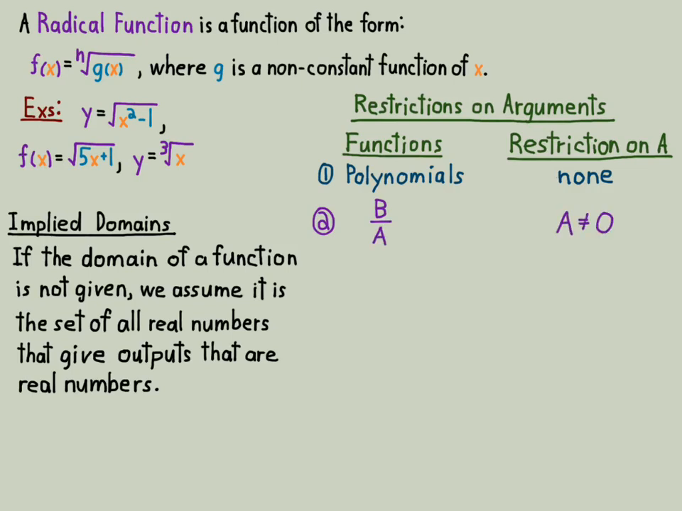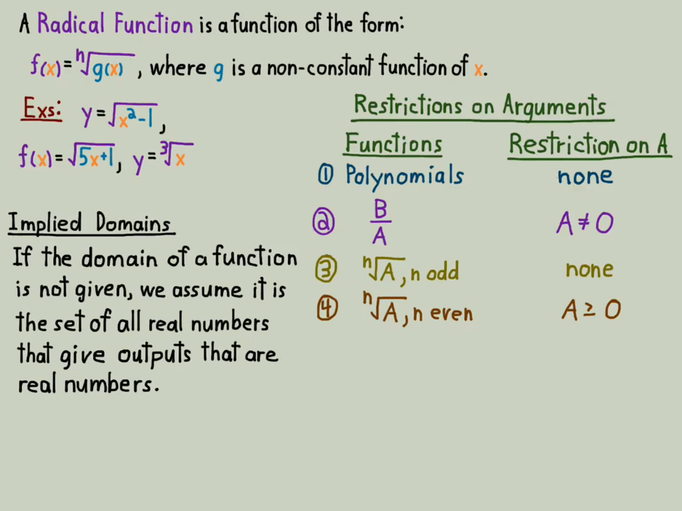If you have b over a, regardless of what b and a are, you have to have a not equal to 0 because we can't divide by 0. And then that's all we had before, but now we've got nth root of a. If n is odd, there's no restrictions on a at all. A can be anything. That is, the nth root part doesn't restrict the a, okay?